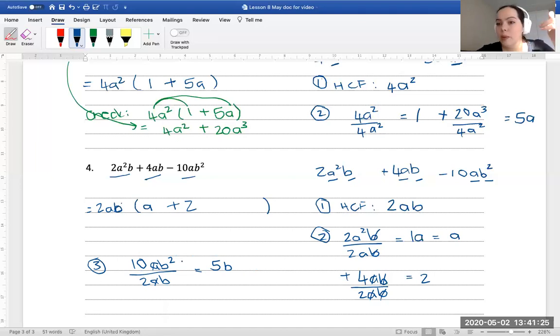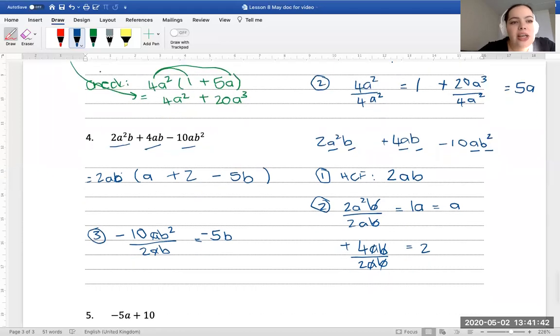So we ask ourselves, where are there more? Well, there's more at the top. How many more? Just 1. So this one is going to be, I nearly forgot a negative, right? So negative divided by a positive is a negative. So that's negative 5b.